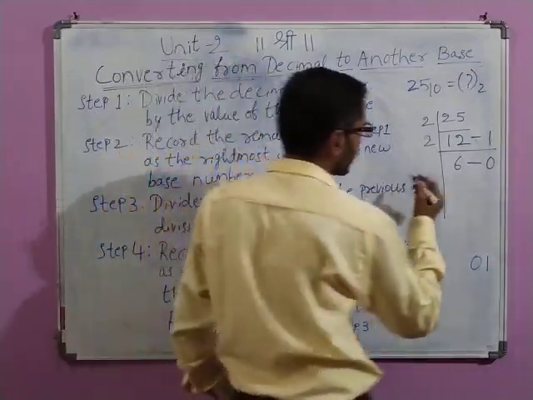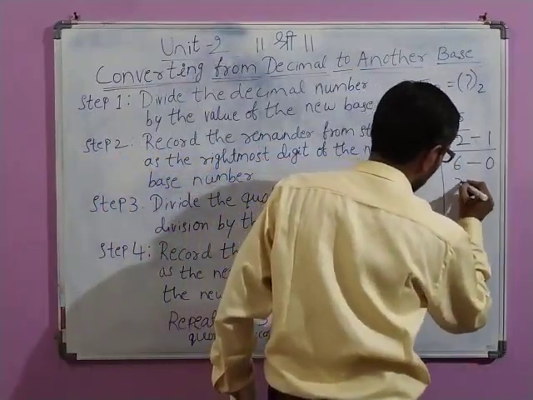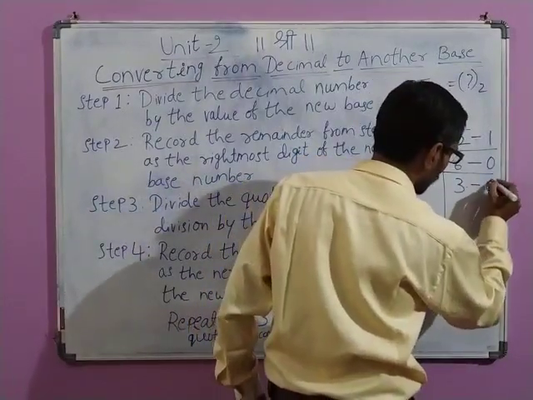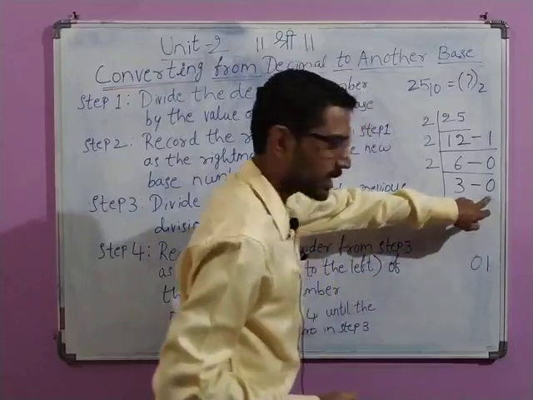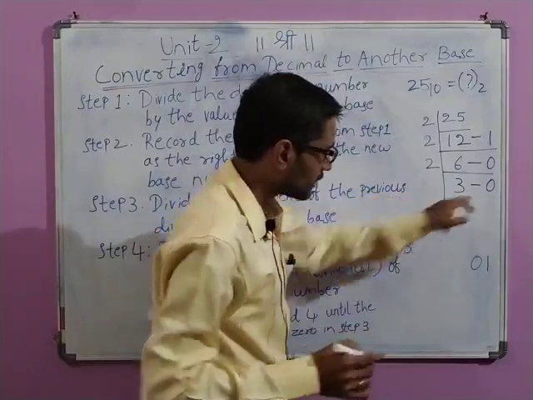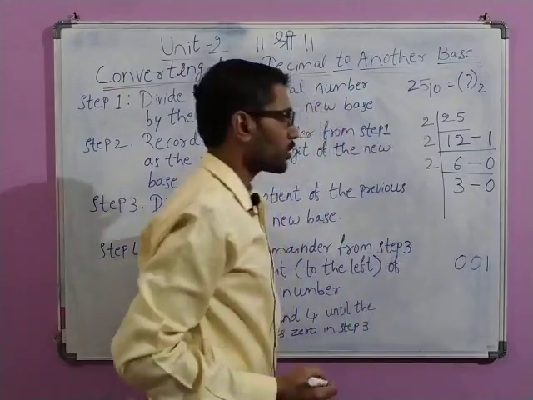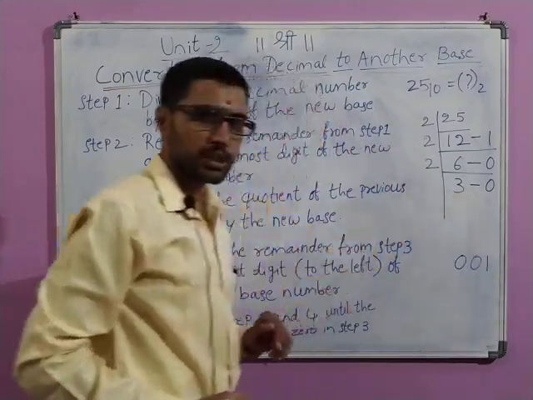So what I can do here: 2 3s are 6. What is the remainder? The remainder is 0. Again, what remainder am I getting? I am getting the remainder as 0. This I need to write towards the left. Okay, has the quotient become 0?